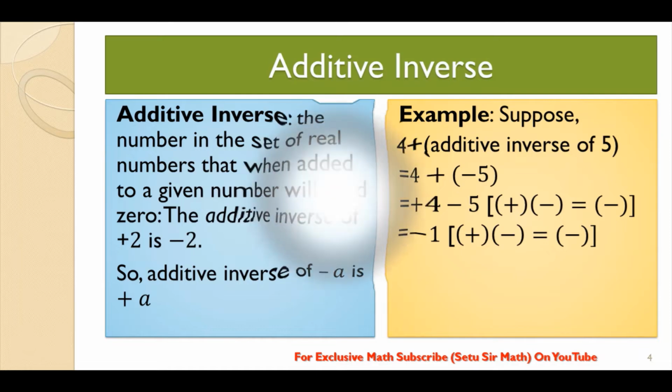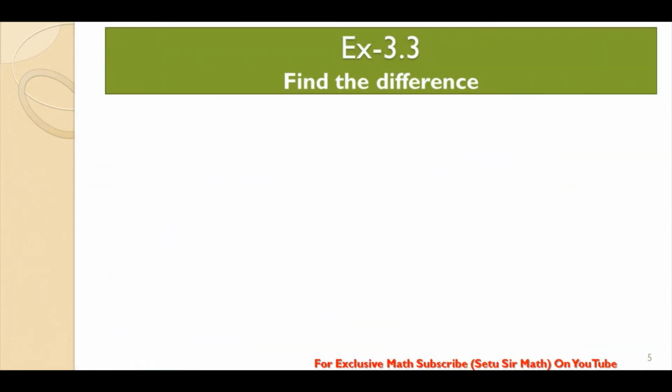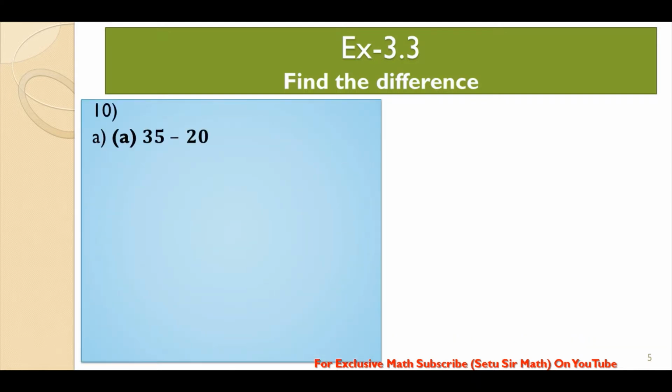After that, exercise 3.3. Find the difference. Number 10, part A. You can see 35 minus 20. We will write it down like this. If the left side of any number is blank, we will think that it is a plus sign every time. That is true every time. So plus 35 and minus 20. So the next line will be plus 15.